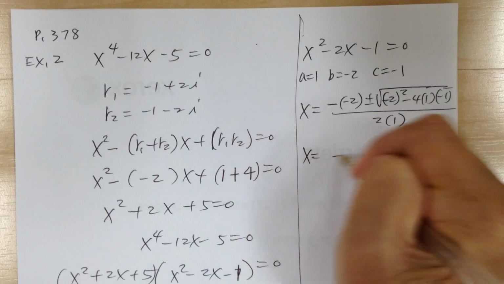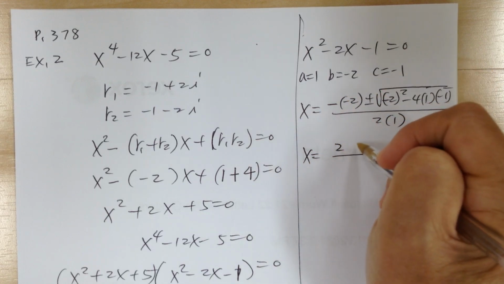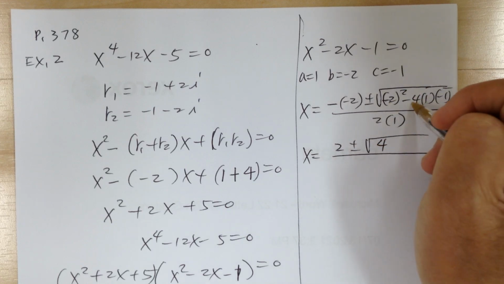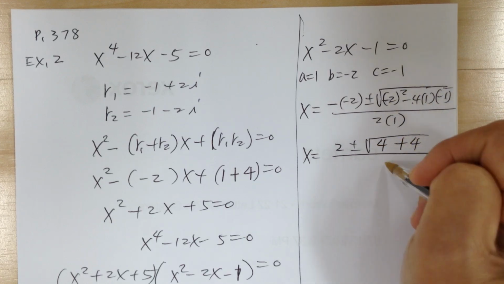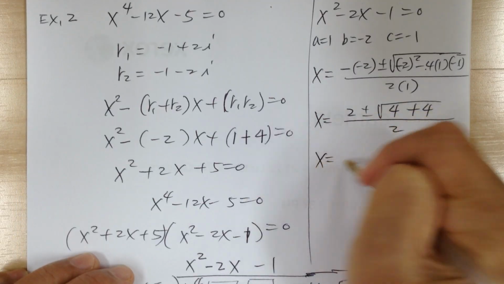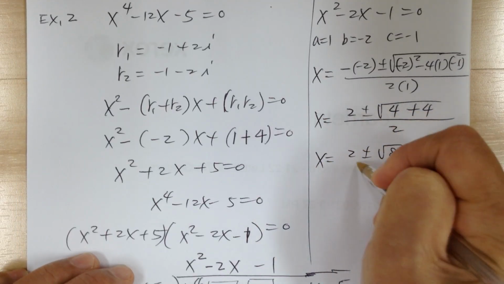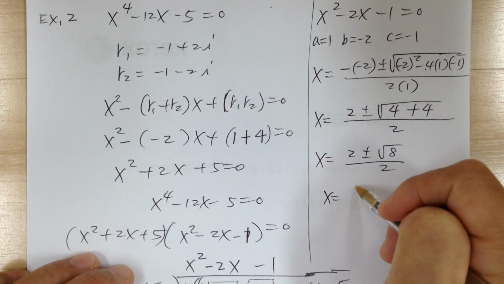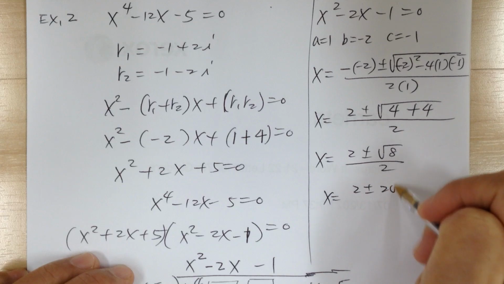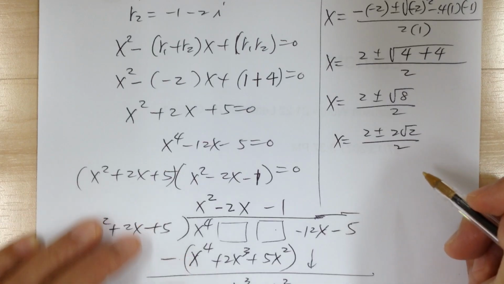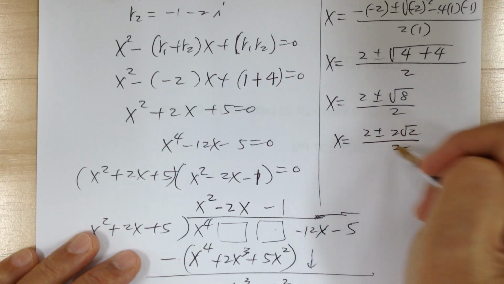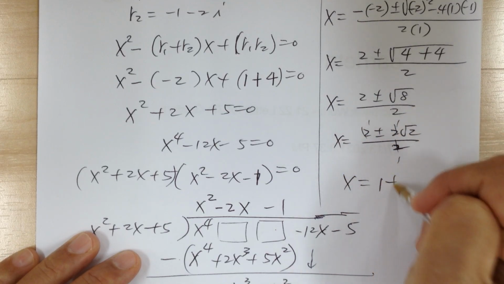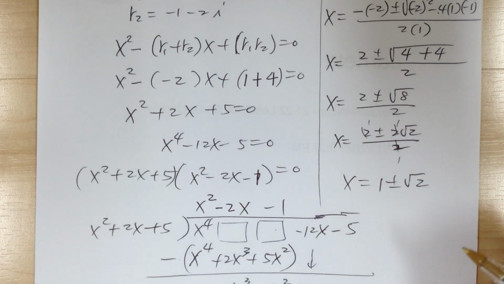So go and work it out. This becomes positive 2 plus or minus the square root of negative 2 squared, which is 4, and negative 4 times negative 1 is plus 4, all over 2. So x equal to 2 plus or minus the square root of 8 over 2. You can go off to the side to simplify that: the square root of 8 is 2 square root of 2, and dividing by 2, you get x equal to 1 plus or minus the square root of 2.